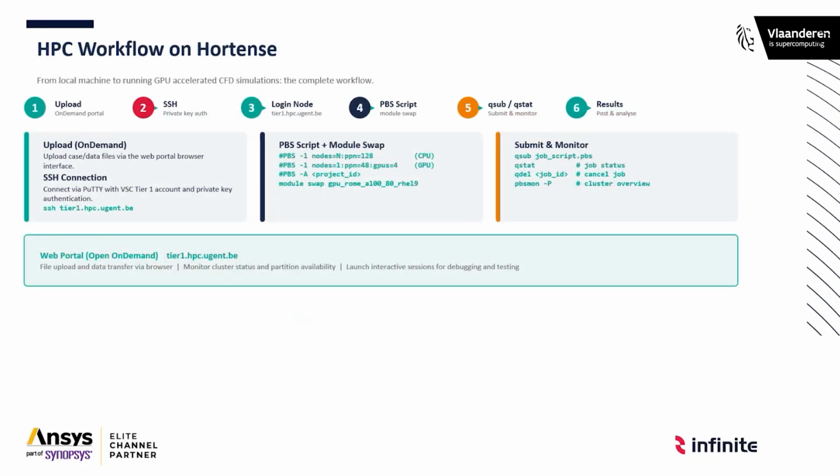This is how my workflow looks. First of all, I connected to the OnDemand web portal to upload my case file. From there on, I could perform the solve, etc. Then I connected the SSH client with my private key. I made use of a login node, and from that login node, I could write and submit my PBS script. So that's my scheduler script.